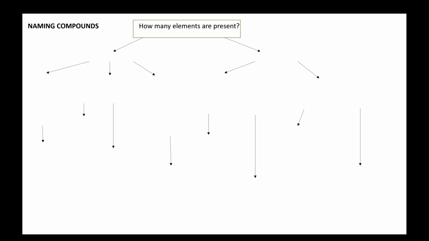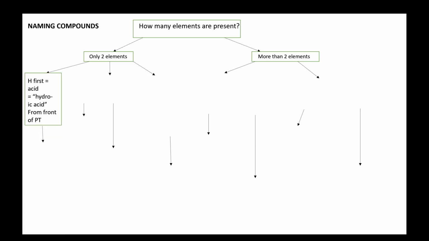First thing you want to ask yourself is how many elements are present. And what that means is how many capital letters do you see? If you only see 2 capital letters, then you have to identify what is the first letter. If it's more than 2 elements, you don't necessarily have to do that as easily. So if it's only 2 elements, if a hydrogen is first, that means it's an acid. And it means it's a hydro-ic acid because it only has 2 capital letters. That means hydrogen's on the front and whatever the anion is on the back. And so if I had H2S, I see 2 capital letters, it's hydrosulfuric acid.